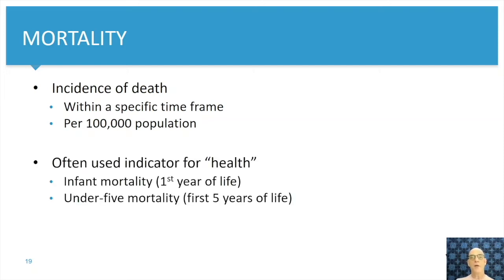Mortality is very often used as a health indicator. For example, to see how healthy a nation is, one could look at the infant mortality rate or the under 5 mortality rate. Another would be the maternal mortality rate. So death is a very important indicator for health.